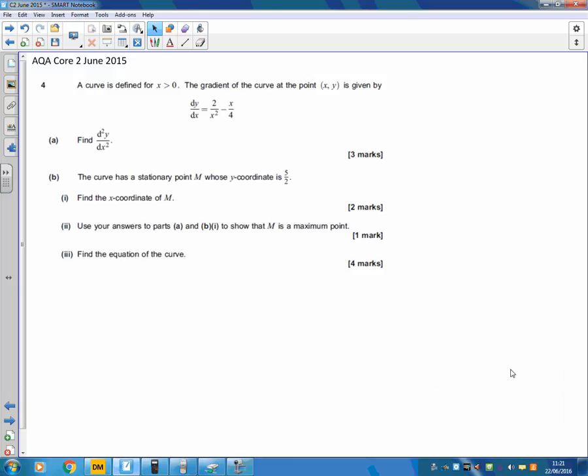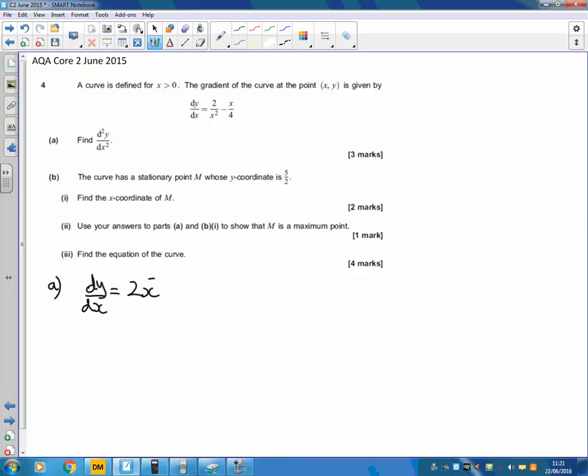Okay, so question 4 is our calculus question, differentiating and integrating. Let's start with, they've actually given us dy dx rather than y this time. And the first question, nice and easy, find d2y by dx squared. So in order to do that, this is Core 2, remember, we probably have to do something with indices.